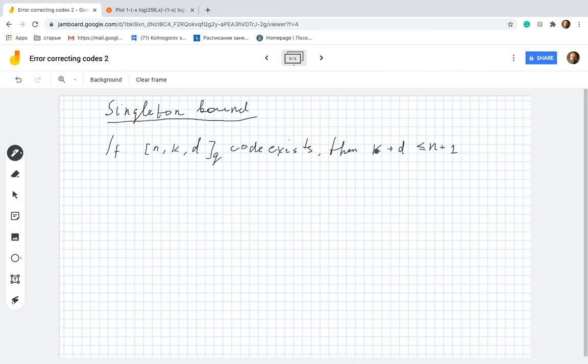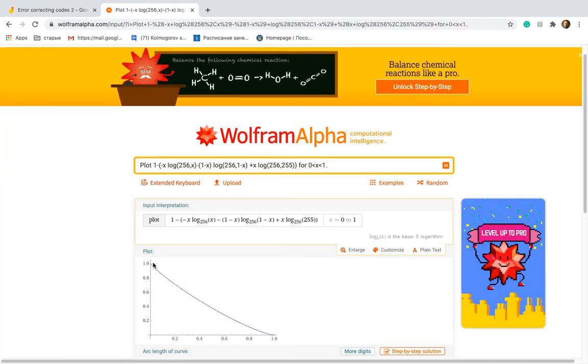So in other words, this means that k over n plus d over n is at most 1 plus 1 over n. This bound means that for all the values of parameters below this straight line, the code exists. So for large alphabet, the sufficient condition is very close to the necessary condition.